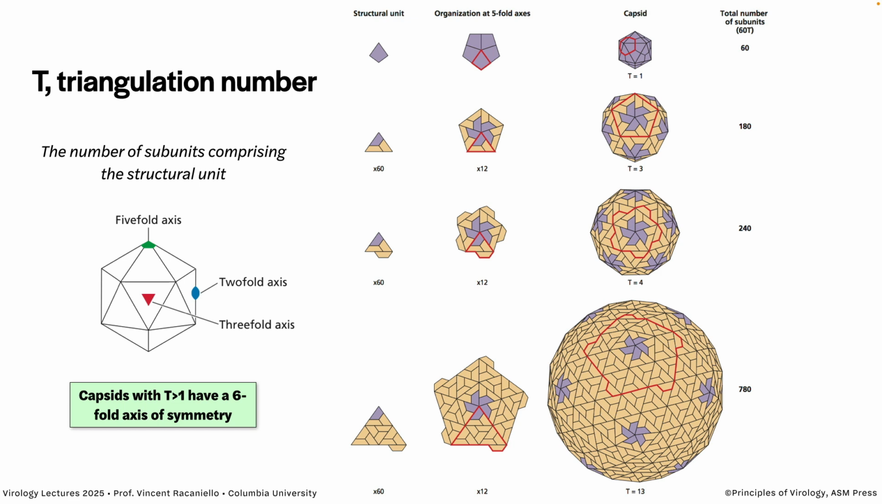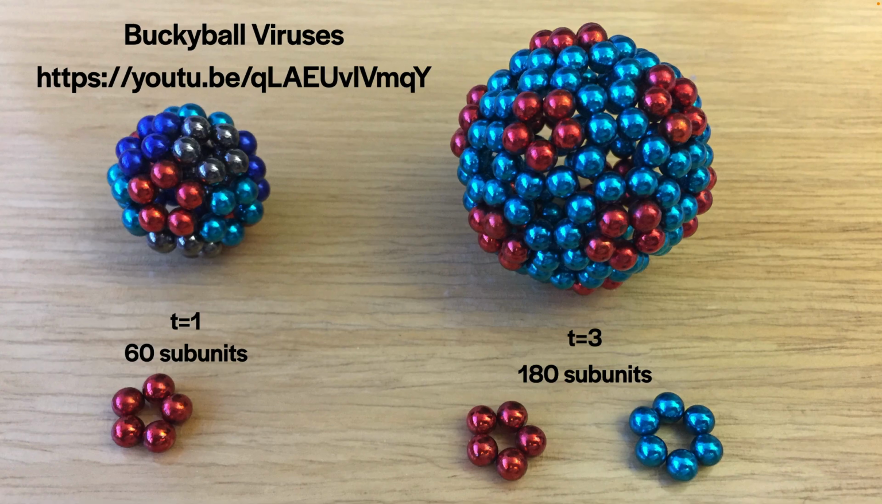You can build these particles with magnetic balls also. I was visiting a professor a couple of years ago, and he had them on his shelf. I said, I've been wanting to build those for years, so he taught me right there how to build them. And they're cool, and I made a video building it, which you should check out. It's cool because you can make pentamers and hexamers with different colored magnets. And then you build the particle, and you can see what's going on.